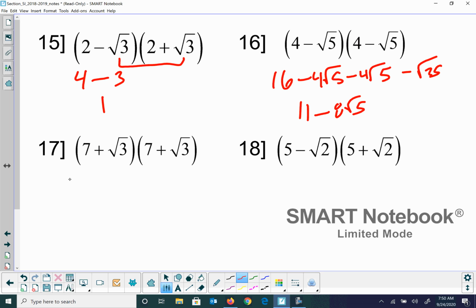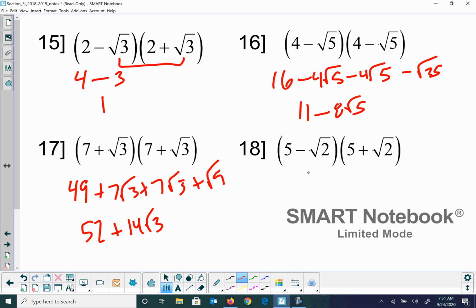Number 17, if I FOIL this out again, they're not conjugates because they're the same binomial, so I'm going to get 49 plus 7 root 3 plus 7 root 3 plus root 9. Well, root 9 is 3. 3 plus that is 52 plus 14 root 3.